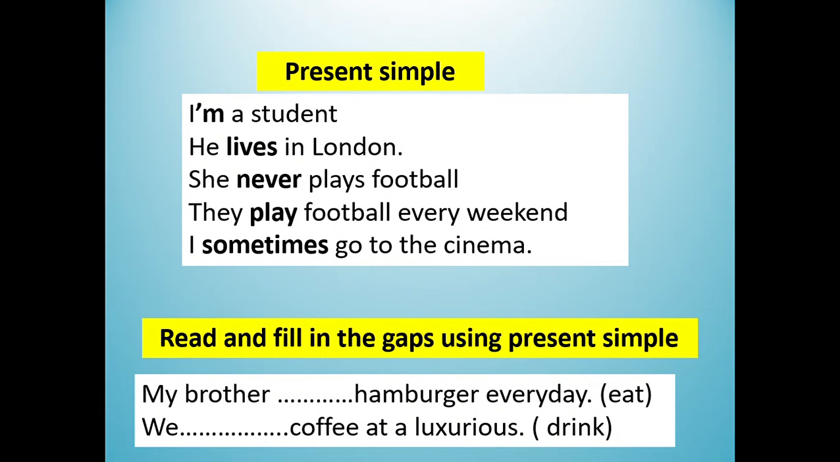How can you form it? For I and for the plural subject like they, we, you, or more than one person, just add the main verb without any addition. They play football. I go to the cinema. What about the singular subject? He or she, or only one person, or one thing. Just add in the end of the verb the letter S. He lives in London. She plays football.